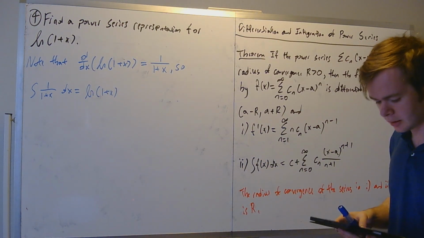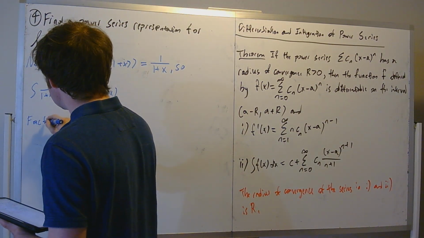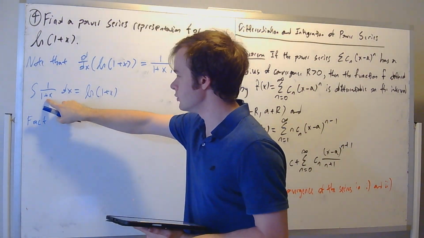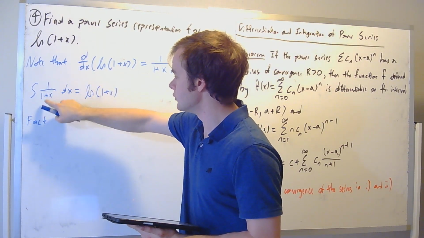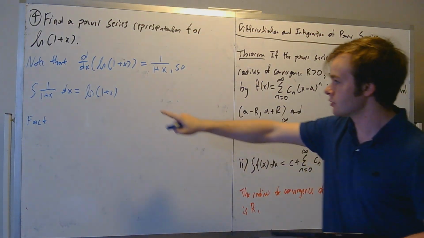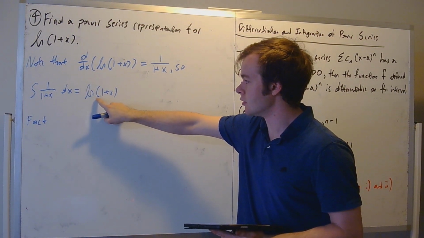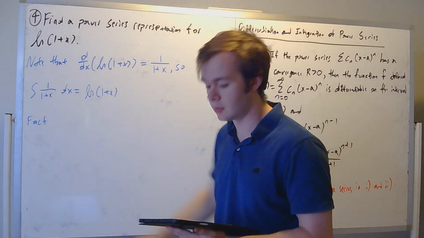Okay, and now let's use a fact. We want to find a power series for this inside part here, the integrand, and then take the integral using this theorem, and that's going to tell us how we can represent our original function as a power series. So we've got to first worry about this inside part.